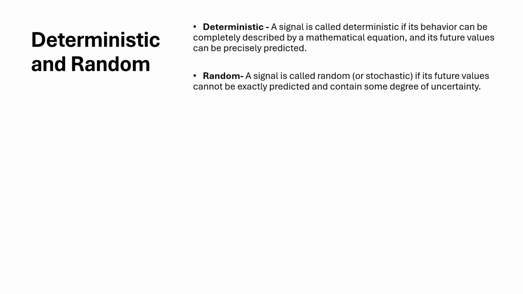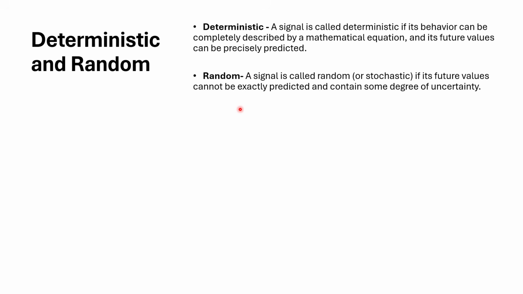So now we will see deterministic and random signals. A signal is called deterministic if its behavior can be completely described by a mathematical equation and its future values can be precisely predicted. Means whenever you have a particular equation, definitely that will be called deterministic. And a signal is called random if its future values cannot be exactly predicted and contain some degree of uncertainty.